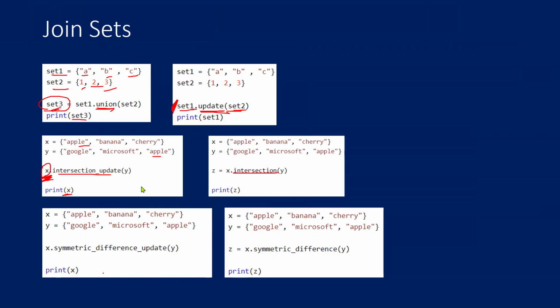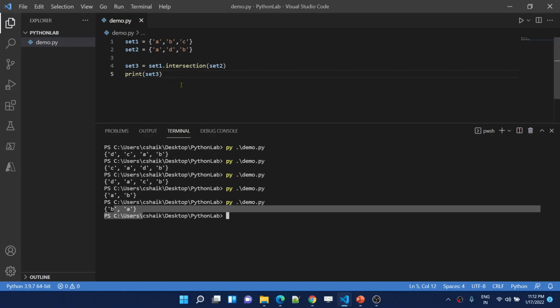Okay, and one last thing is, there is something called symmetric difference update and symmetric difference. Symmetric difference update is going to update this x set with the different values. For example, the values should not exist in the other set. For example, here apple is available in both the sets, so it will not come. Banana is not there, it will come. Cherry is not there, it will come. Google is not there, it will come. Microsoft is not there, it will come. So all non-common items will come. So let me practically show here. So here non-common items are C and D, right? If you compare both, that's how it will come.